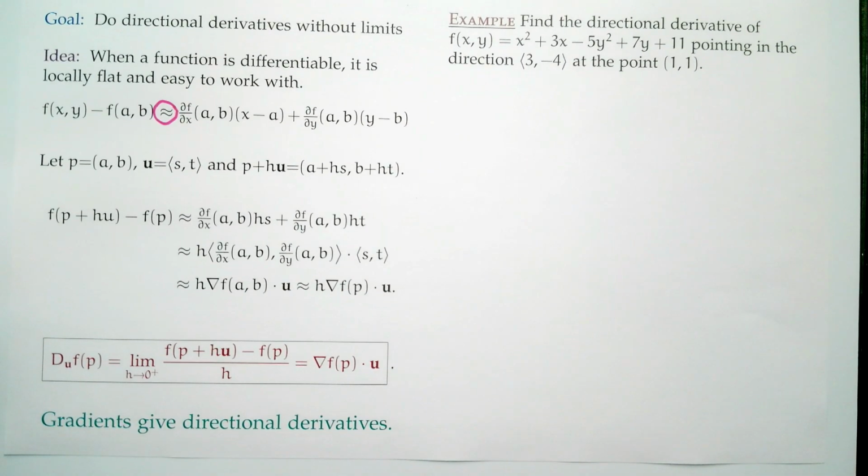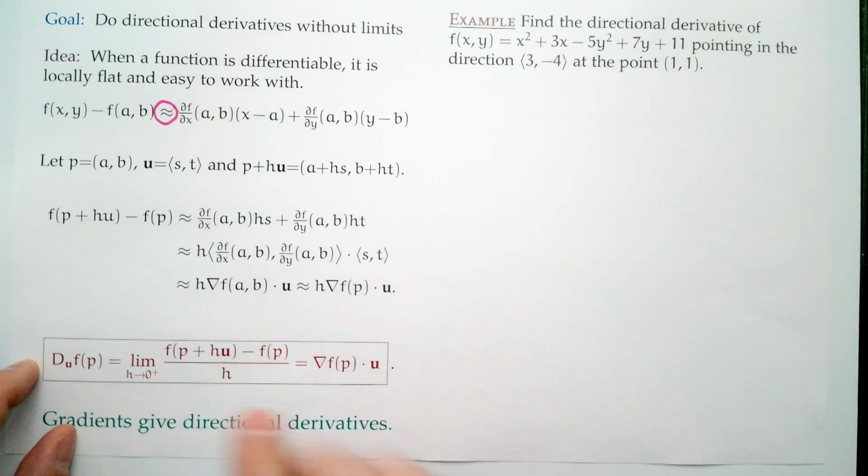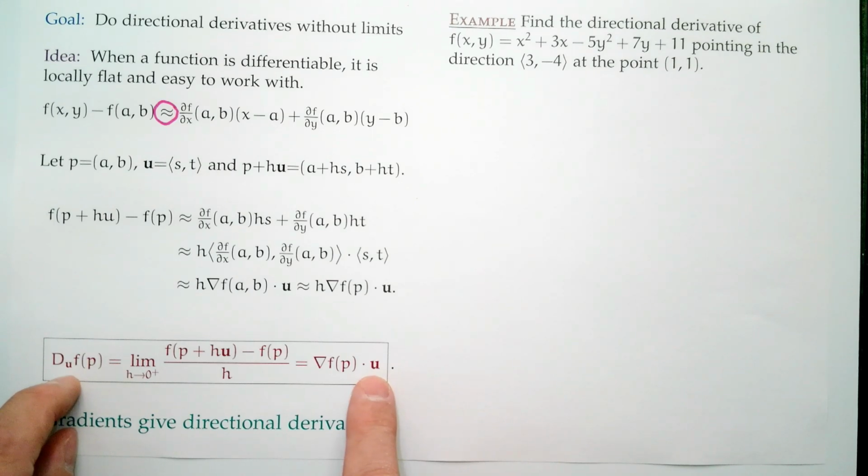All right. So when we're doing a directional derivative, now this is the formula. We're not going to think about the limit anymore. Don't use a limit definition to take a directional derivative. Take the gradient at the point dot u. That's what you need to remember.